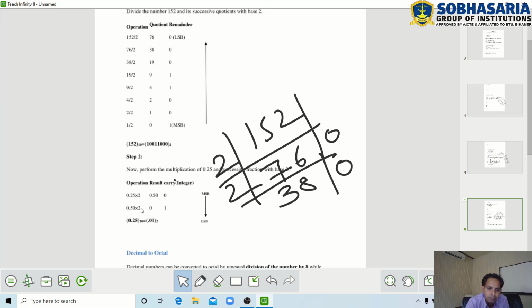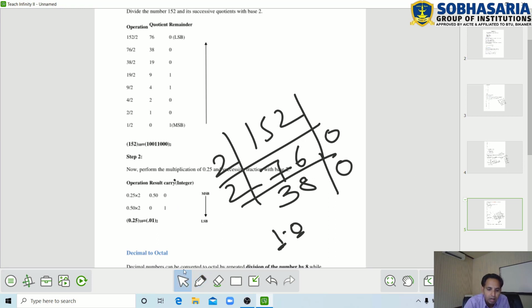When we multiply 0.50 by 2, then we get the result 1.0. So the integer part is 1, and the fractional part is 0, the result will be 0 for the fractional part, and 1 is the integer part. When we get the integer, then we stop the process here.